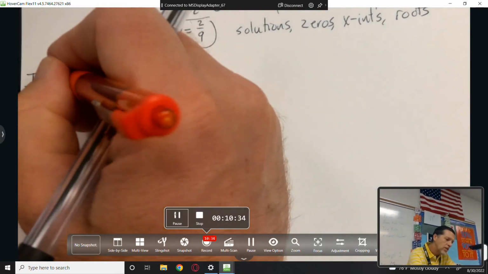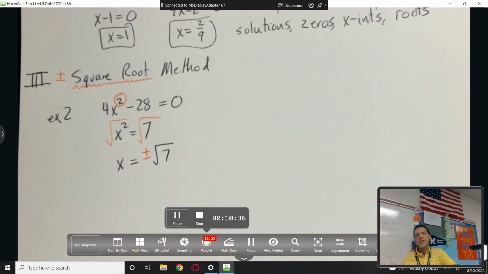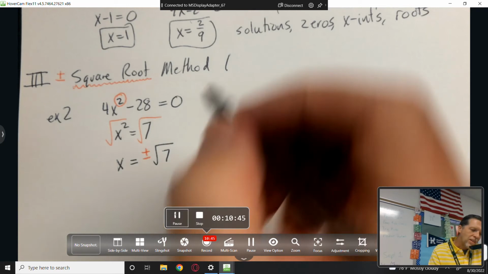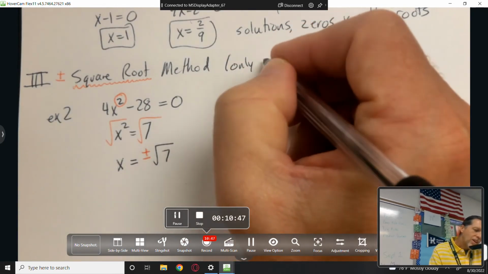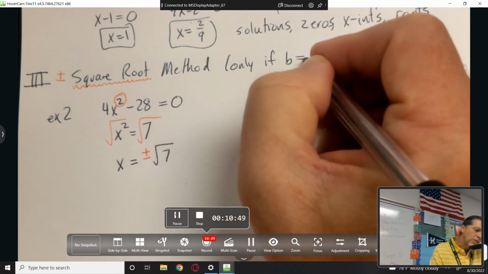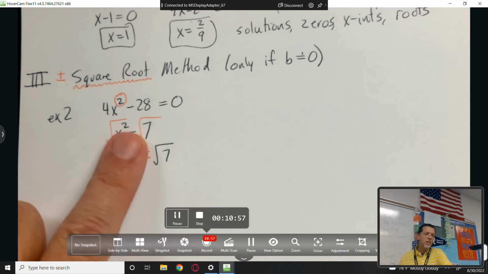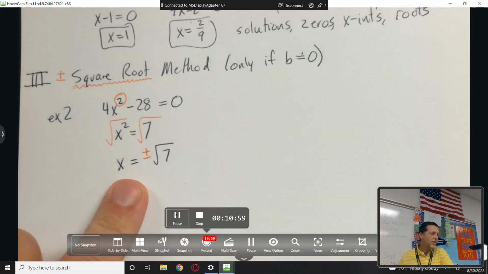Sometimes I'll call this the plus or minus square root method. That's a mouthful to say, but it reminds us to use the plus or minus. This is a great method, but it only works if b is equal to 0. Like if there's no middle term. Right? If there's a middle term, then you've got to do something else. But if there's no middle term, then it's really easy to go this route.